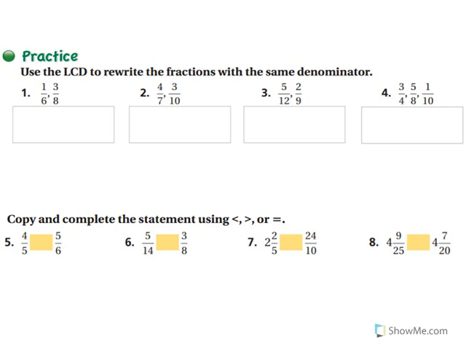What I'd like you to do is for 1, 2, 3, and 4, you're going to use the least common denominator to solve 1 through 4. And all they want you to do is rewrite the fractions with the same denominator. That's all you have to do, nothing else. Then for 5, 6, 7, and 8, you're going to complete each one of these statements using less than, greater than, or equal to. And we'll pause. We'll check in after number 8, and then we'll see what we have to do next. Okay? So pause, try them, and see how you do.